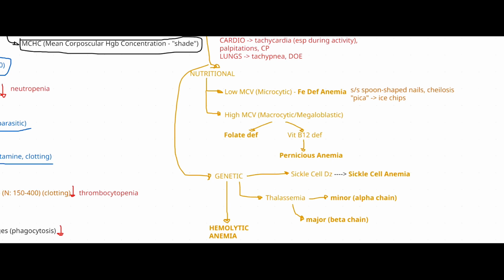So check their hemoglobin and check their MCV. Also, typically with the microcytic anemias, they also will be hypochromic. So there will also be a low MCHC. So that's called hypochromic, meaning there's a lighter shade, right? A lighter shade of red.